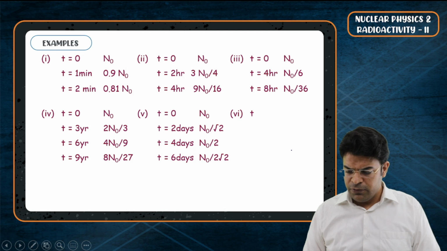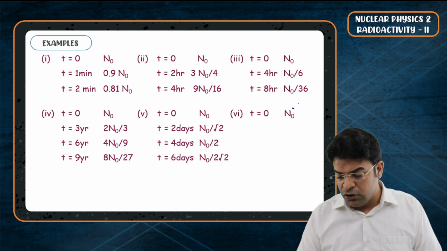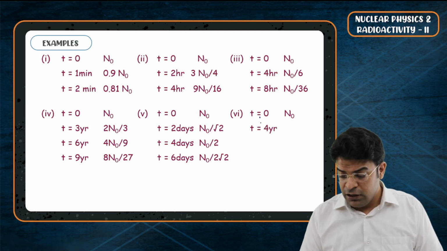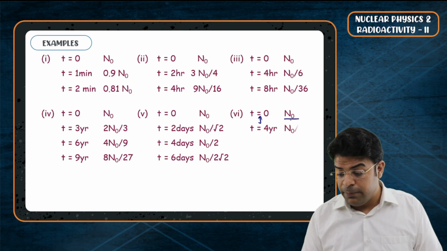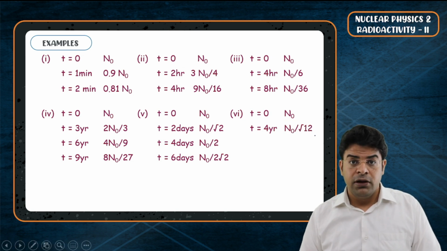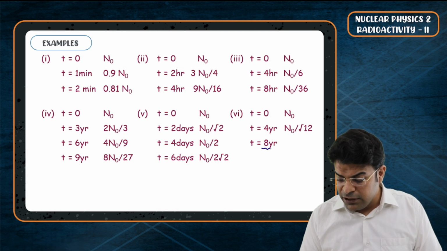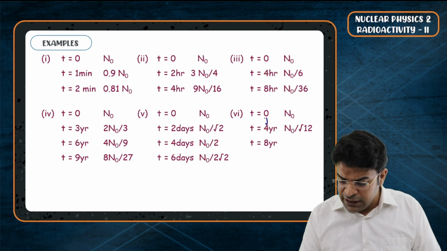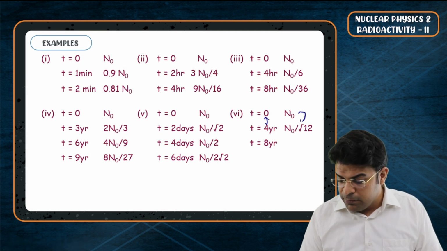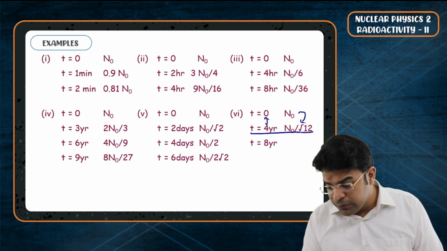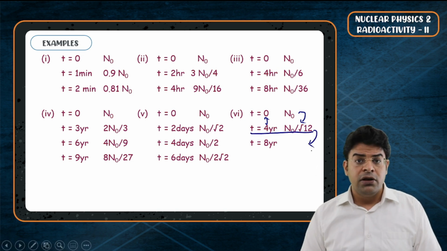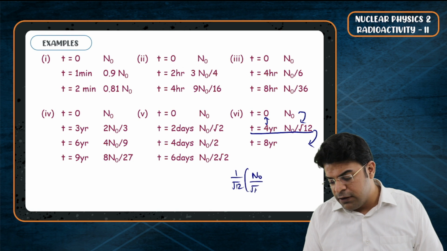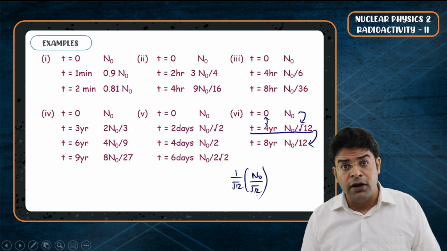Let's take one more example. Let's say at time equals to 0, you have n naught number of active nuclei. And at time equals to 4 years, in a 4-year time frame, the number of active nuclei has changed from n naught and became n naught by root 12. Then at time equals to 8 years, can you tell me how many active nuclei will remain? You will say, yes sir, in a 4-year time frame, the number of active nuclei becomes 1 by root 12 times. So starting from here, in the next 4-year time frame, the number of active nuclei will become 1 by root 12 times n naught by root 12, and that will give you n naught by 12.